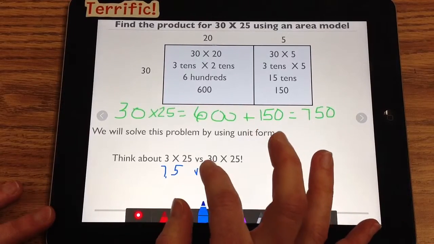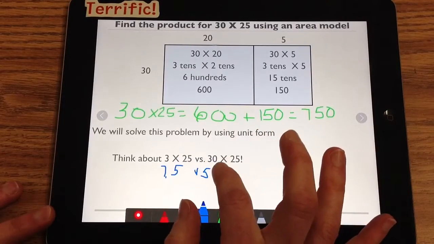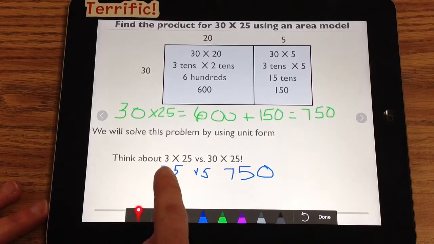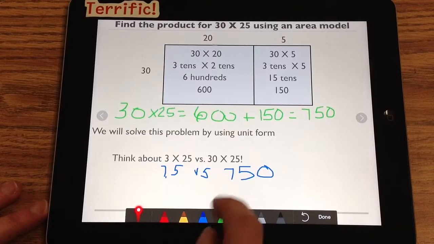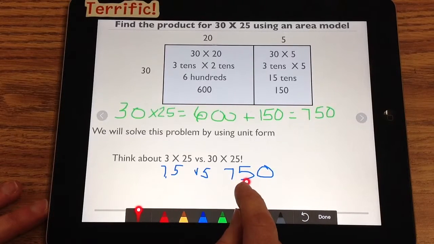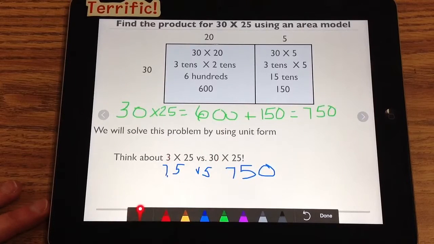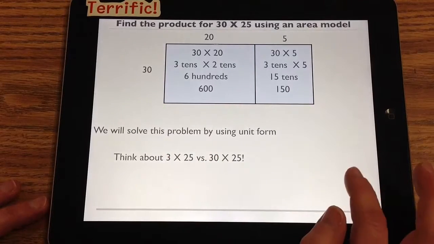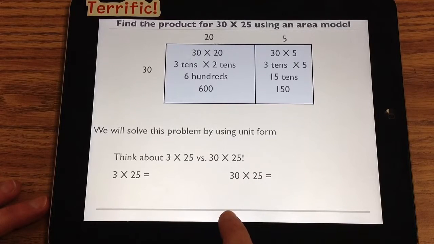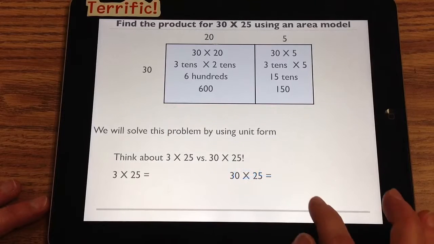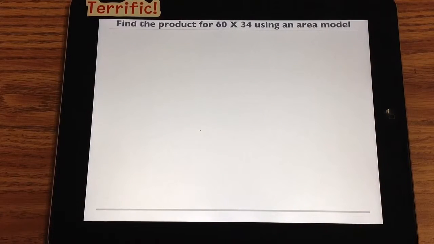And now we know that 30 times 25 is 750. What's different between these two numbers? You're right, this one is times 10. What's the difference between 3 and 30? Oh, 30 is 10 times 3. That is how they're connected. 75 versus 750. Nice.